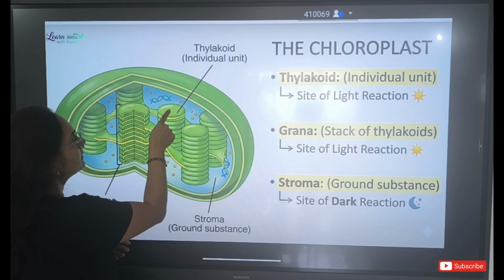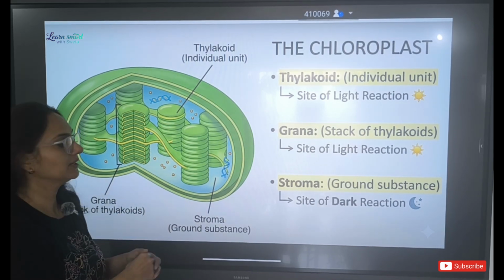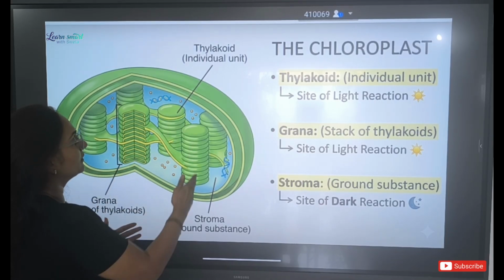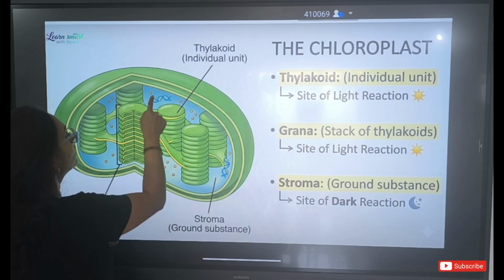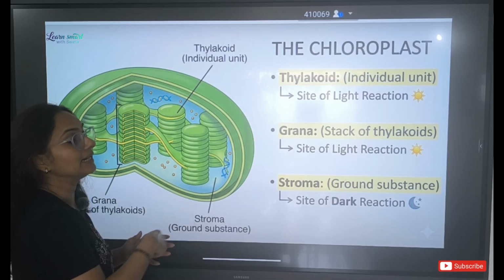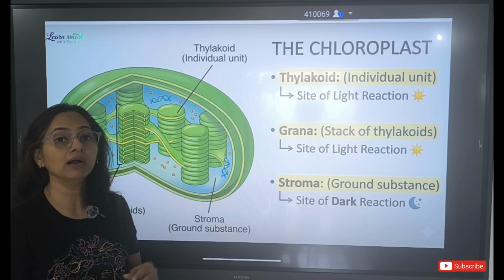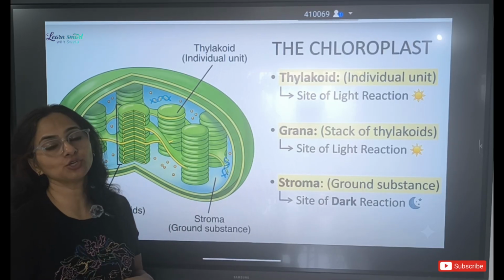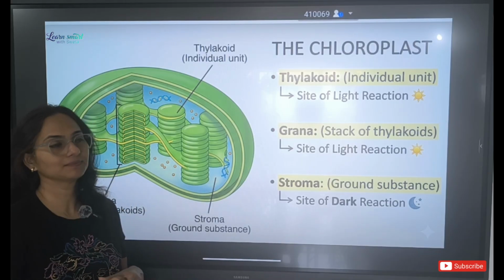So these are the site of the light reaction, and the place between the thylakoids, between the grana, is called the ground substance. It is also called the stroma, and it is in the stroma or the ground substance that the dark reaction of photosynthesis takes place.